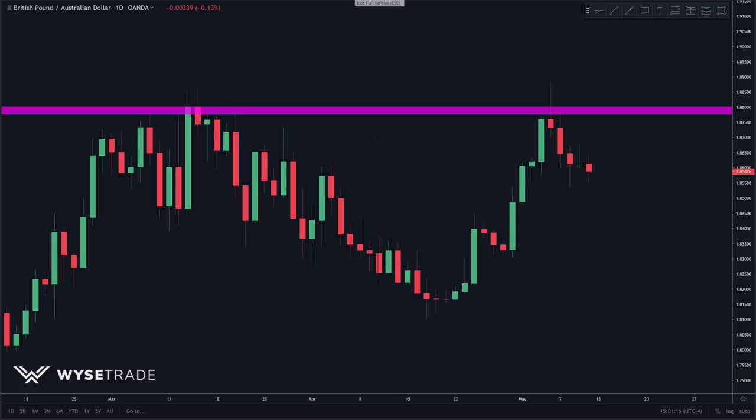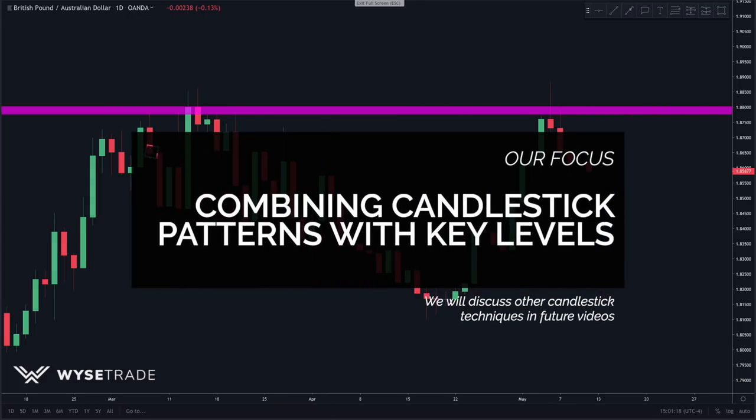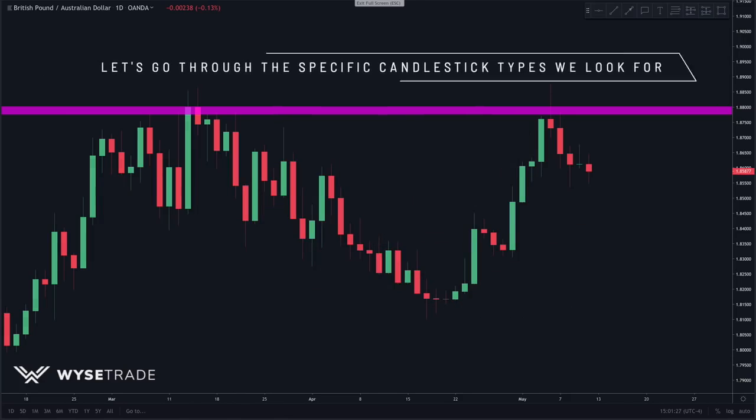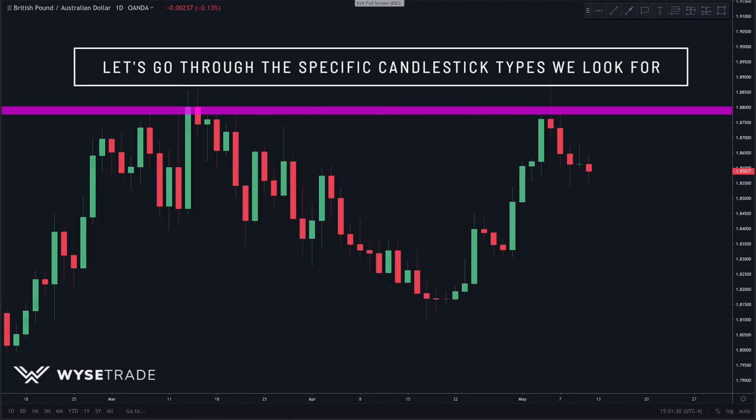Now, there are many ways to use candlesticks, but in this video, we will be focusing on combining candlesticks with key levels, which we have been building on from past videos, so make sure you are all caught up. So let's go through the specific candlestick patterns we look for.